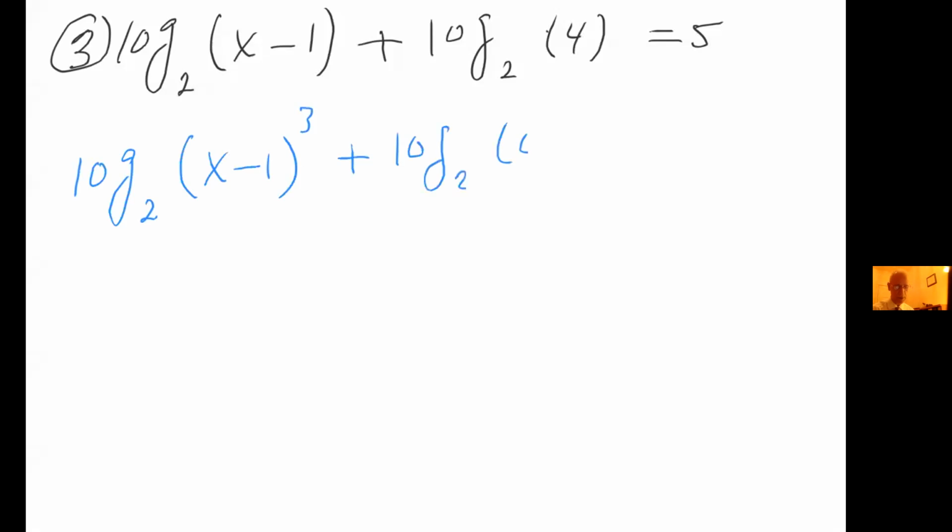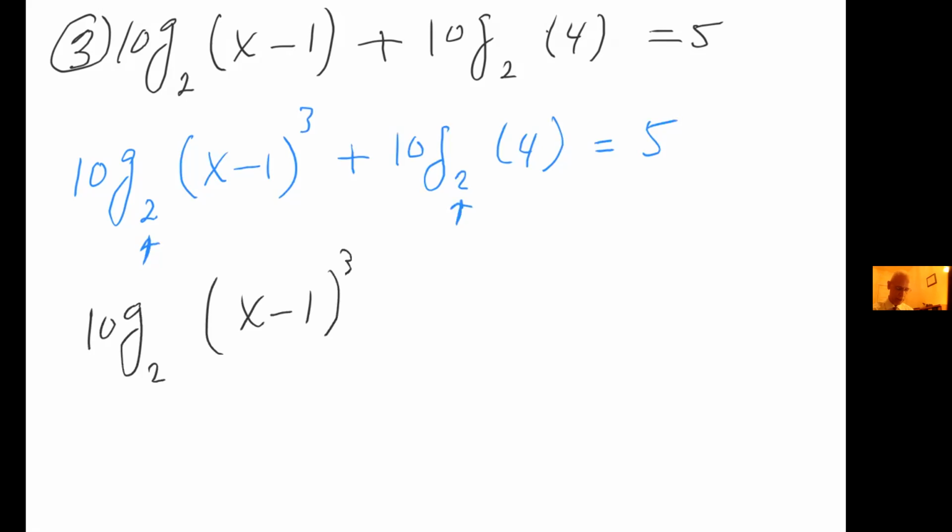plus log base 2 of 4 equals 5. Now that I have the same bases in here and here, I know that I can rewrite this as a product: log base 2 of (x - 1) to the power of 3 times 4, that must equal 5.